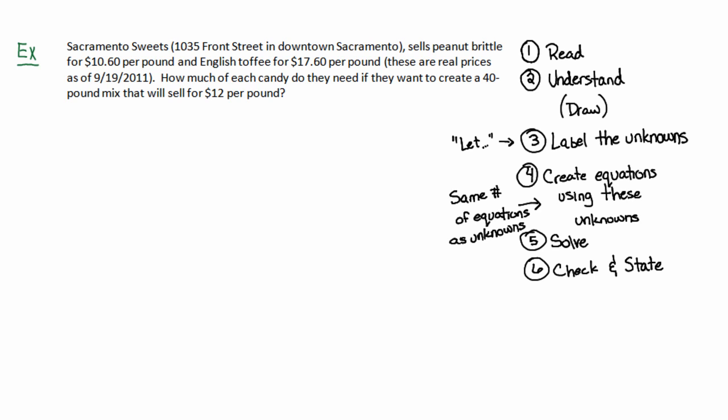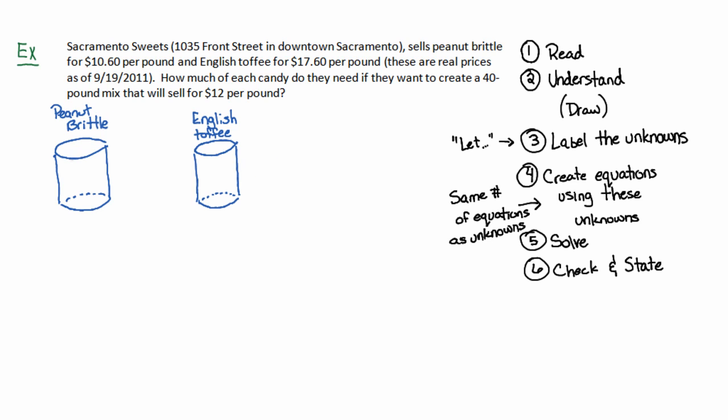So I read the problem, I understand what's going on. I'm actually going to draw a picture for this situation. I have a vat of candy here, and this is the standard picture I draw for this. I have a vat of the peanut brittle, and I also have a vat of the English toffee. And what I want to do is grab some candy from here and grab some candy from this other bag or vat, whatever you want to call it, and I'm going to mix them together. So you kind of think of walking in the door and grabbing this entire bag here and grabbing this entire bag, adding them together to create a mix.